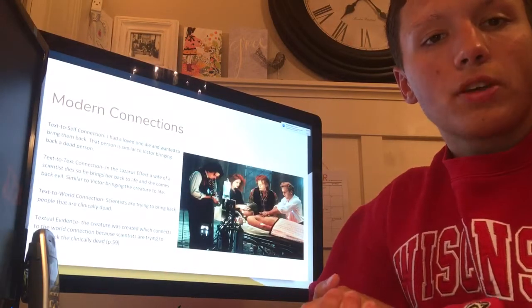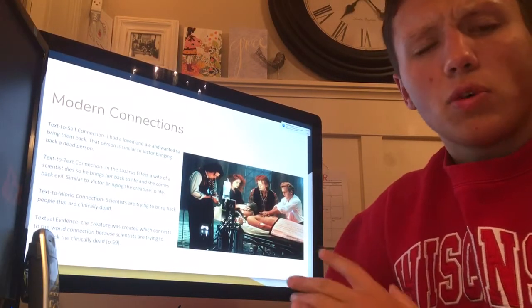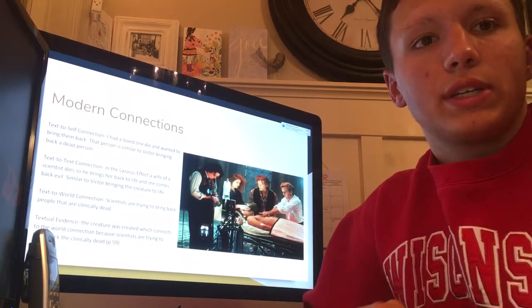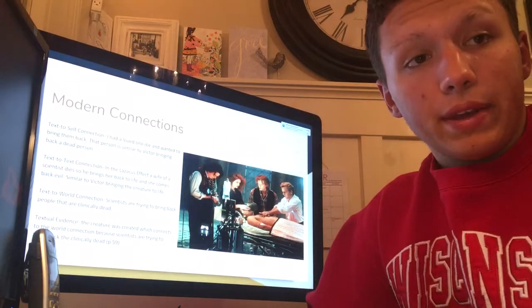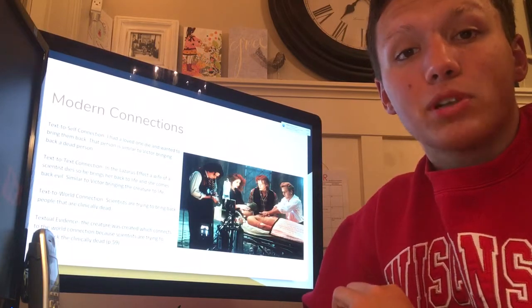Okay, so there's a lot of modern connections. A big one was the text-to-self connection. I have had a loved one that died, and often those people, when they grieve, they want to bring them back. And this is similar to Victor wanting to bring back a dead person.